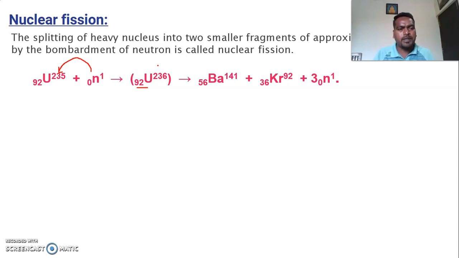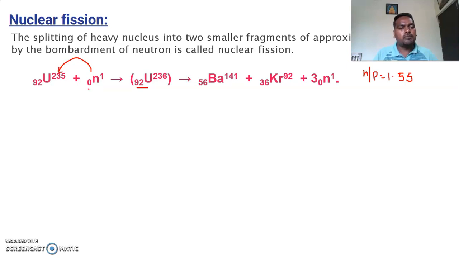This is important. Dear student, in the previous class we understood stability of the nucleus. There are various factors that affect the stability. One important factor is the N by P ratio. The N by P ratio of uranium is 1.55. That is, it does not lie in the stability belt. It lies outside the stability belt. So the nucleus is not stable. It is less stable.